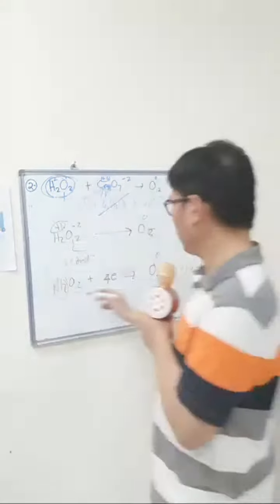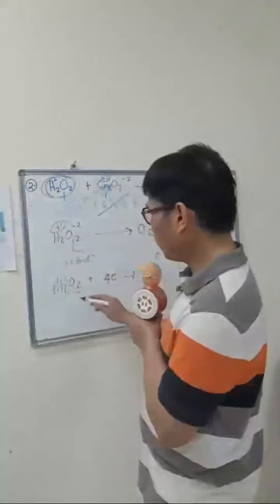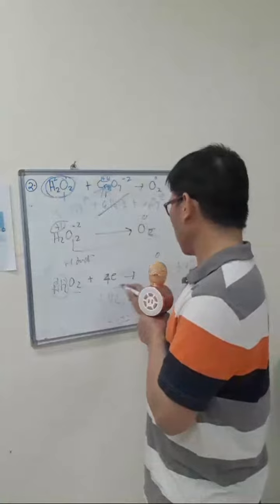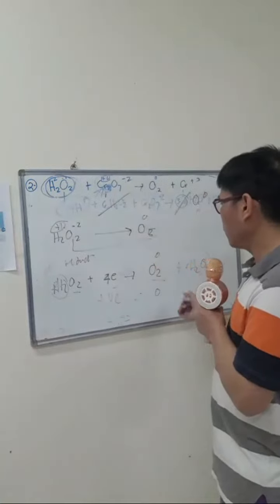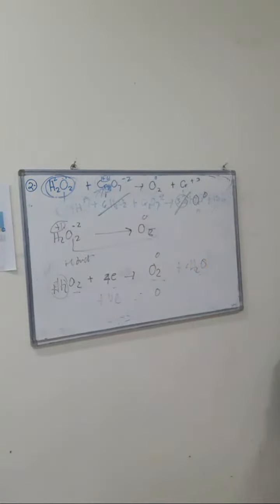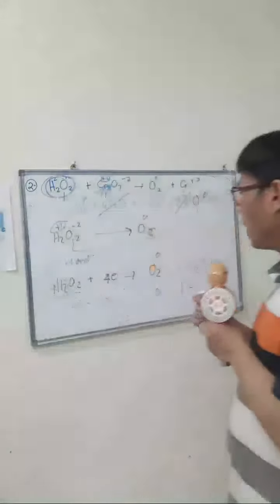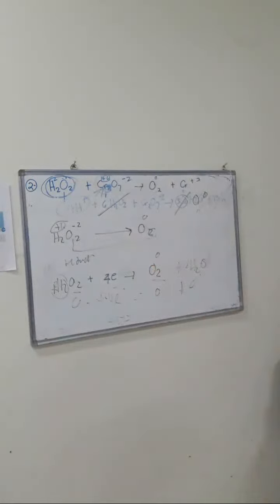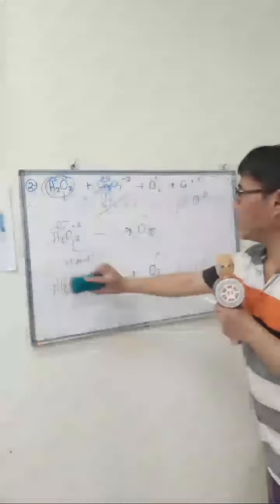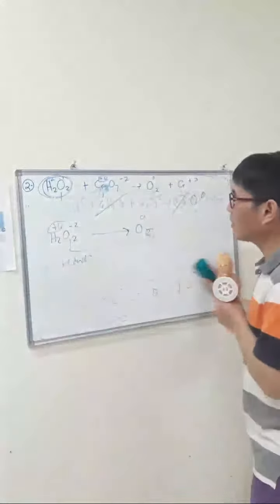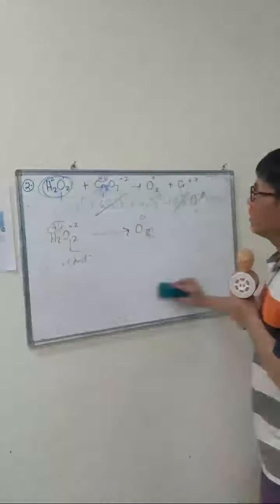Charges: 2 times 0 is 0, and then 4 electrons like this, and then 0. So 0 plus 0 equals 0. Like this, 0 equals 0 also. So balanced, you have the reaction. That is the derivation for hydrogen peroxide.